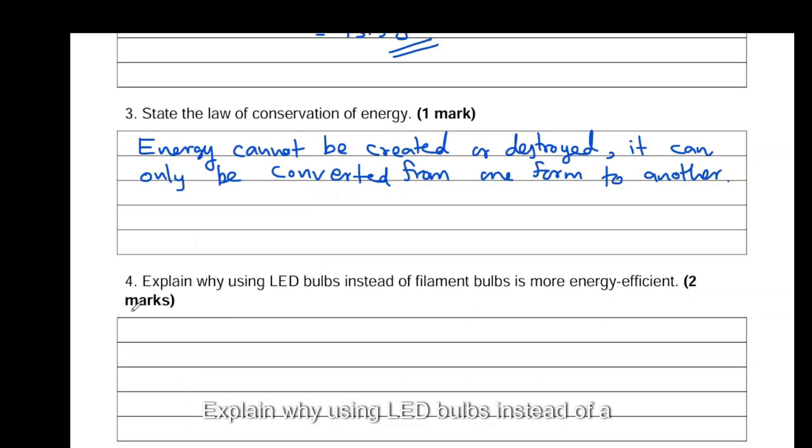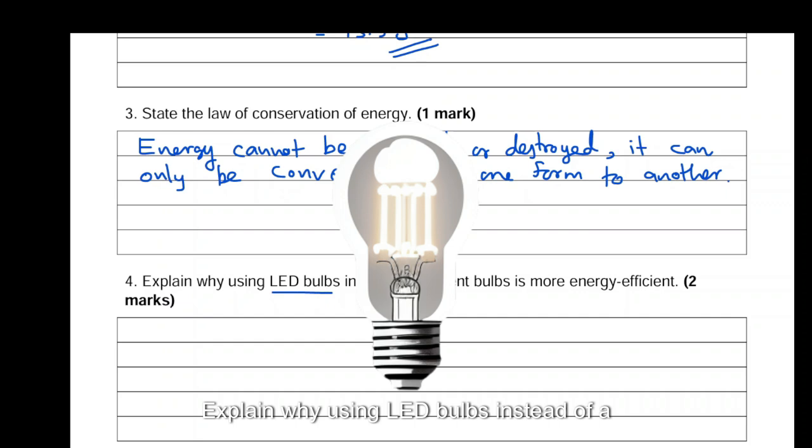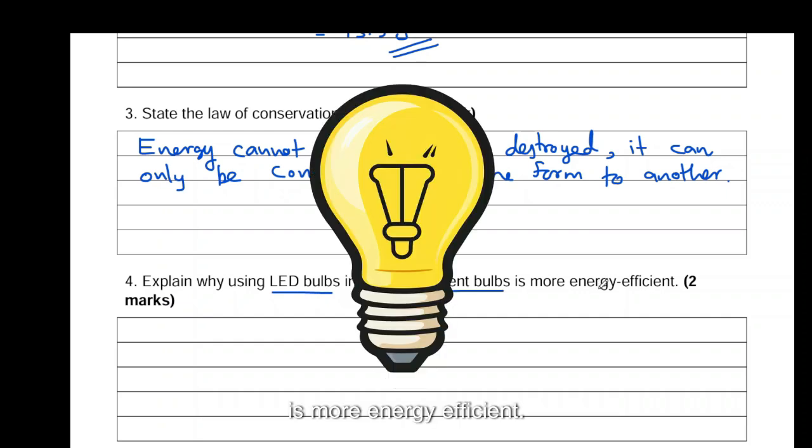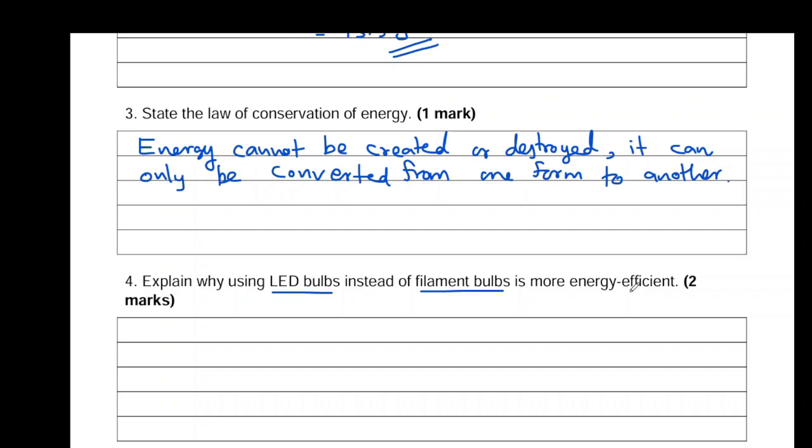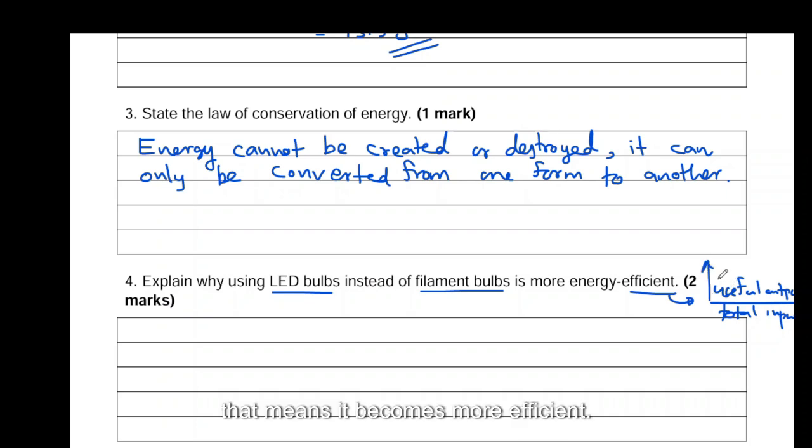Question number 4. Explain why using LED bulbs instead of a filament bulb is more energy efficient. Now, efficiency is useful output divided by the total input. So if you think about it, how can you increase the efficiency? If you have more useful output, that means it becomes more efficient. So when you think about an LED bulb and a filament lamp, the main difference is that LED bulbs waste less energy in the form of heat, whereas filament lamps convert a large amount of energy into heat energy.